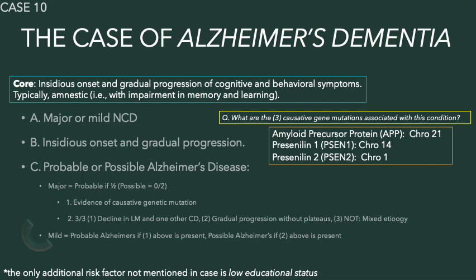The only additional risk factor not mentioned in the case is low educational status, although some genetic risk may come from LI206A1A and ABCA7.